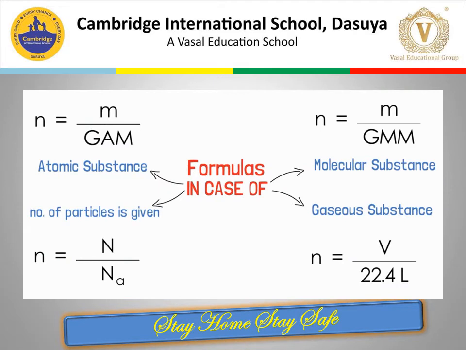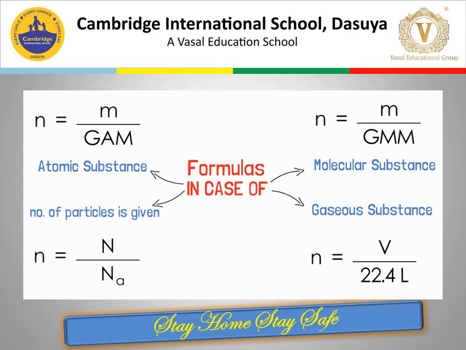Now let us try to understand the formulas which will help you to solve the numericals based on the mole concept. There are 4 basic formulas that you need to understand. First one is, if the mass of the atomic substance is given, then you can find the number of moles as given mass upon the gram atomic mass. That means number of moles is equal to the mass of the substance which is given, divided by the gram atomic mass. This will give you the number of moles.